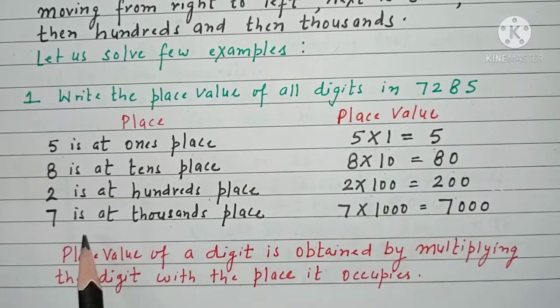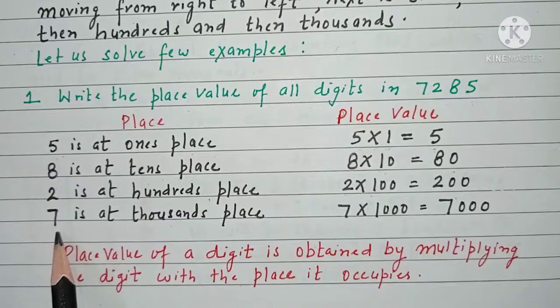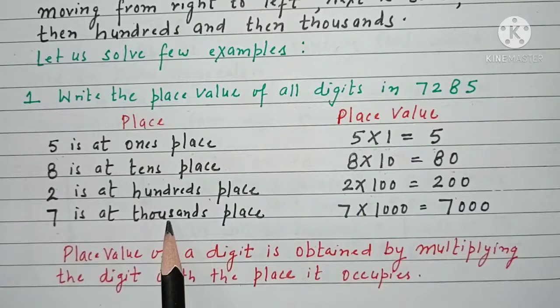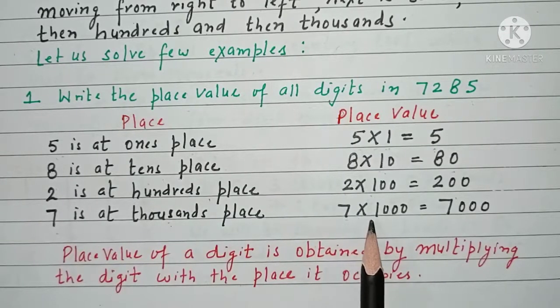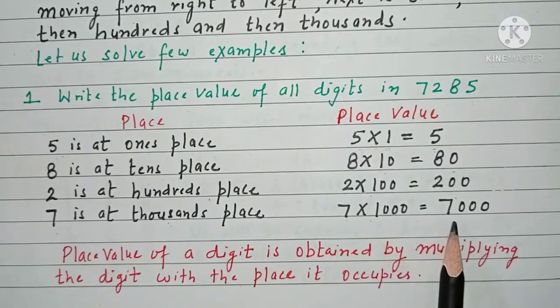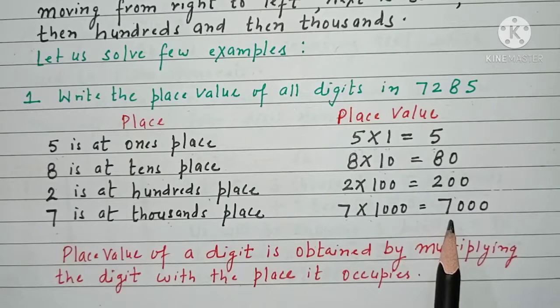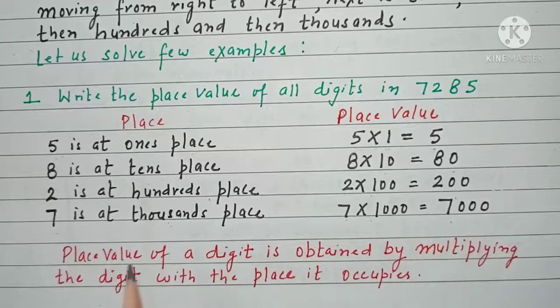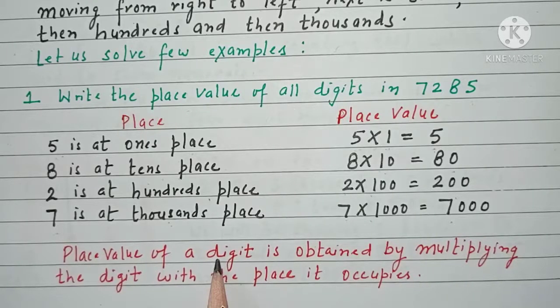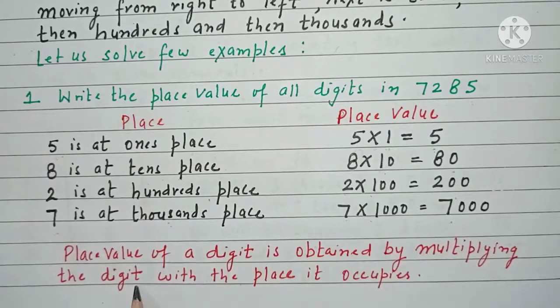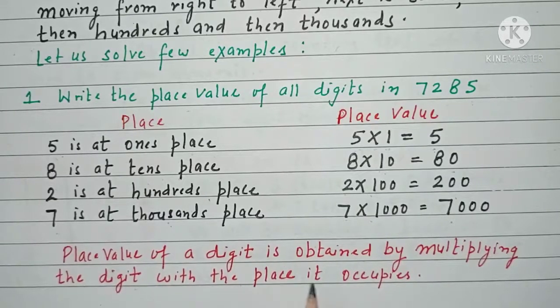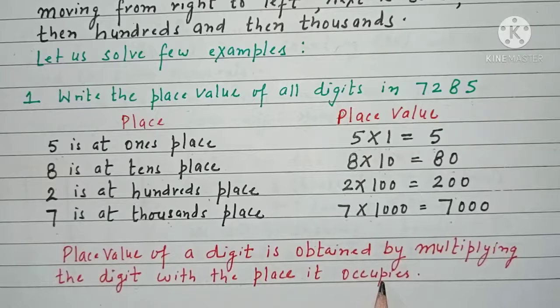And in the extreme left, we have 7, which is at thousands place. So, 7 multiplied by 1000 gives you 7000. So, children, I hope you have understood that the place value of a digit is obtained by multiplying the digit with the place it occupies.